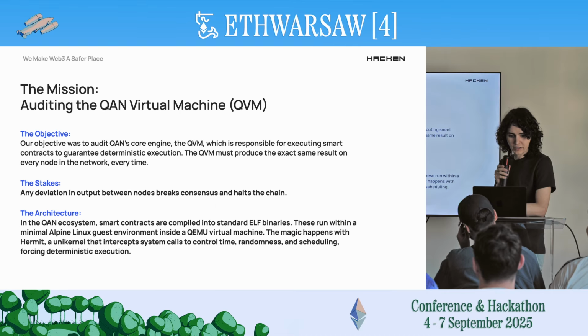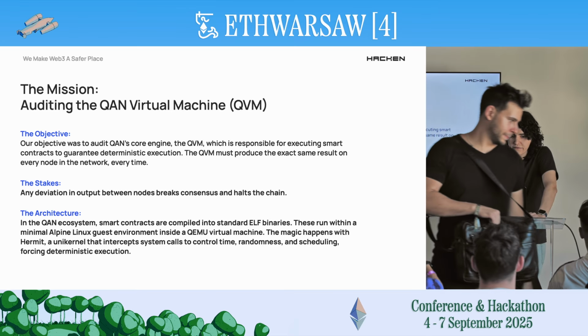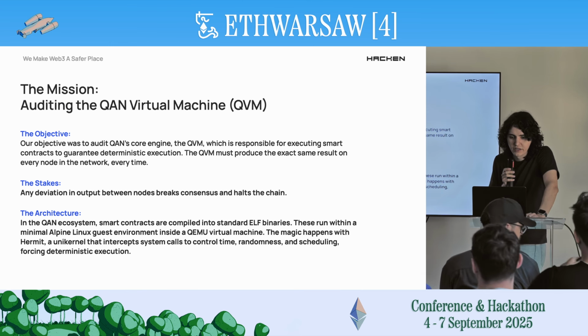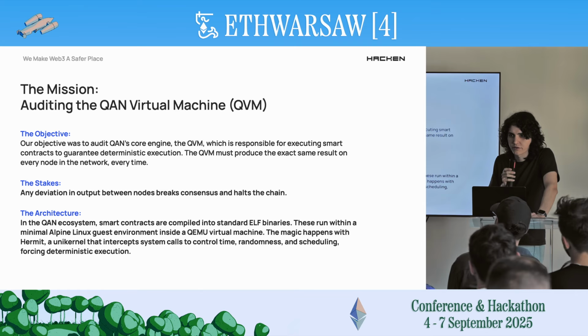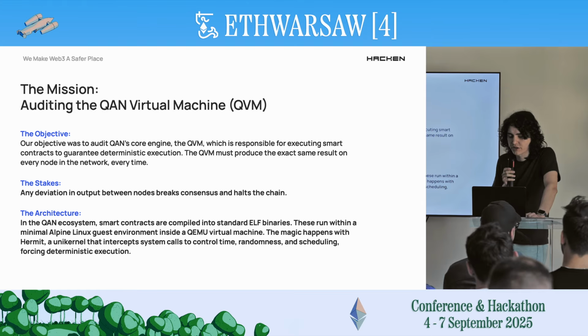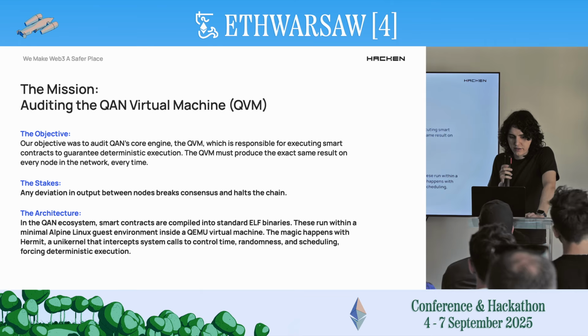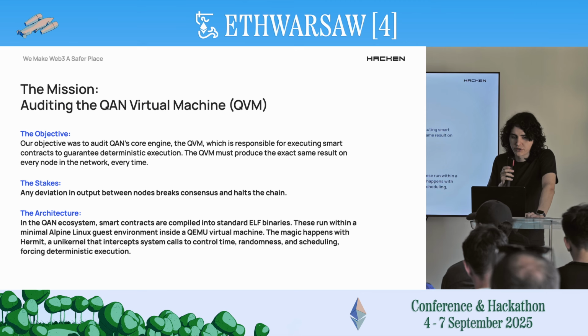Okay, so in February, we had a very interesting audit request. It was the audit for Quant virtual machine. The important part is that this Quant project was working on a quantum resistant blockchain. And they had this idea that they want to run any kind of application in their virtual machine. To do that, they were running the Alpine Linux kernel and using virtualization, so they could run an application as part of the blockchain.